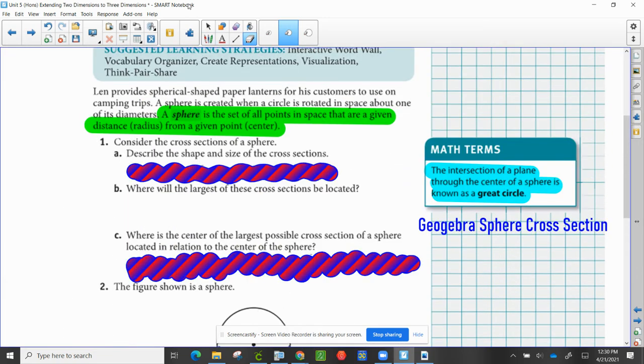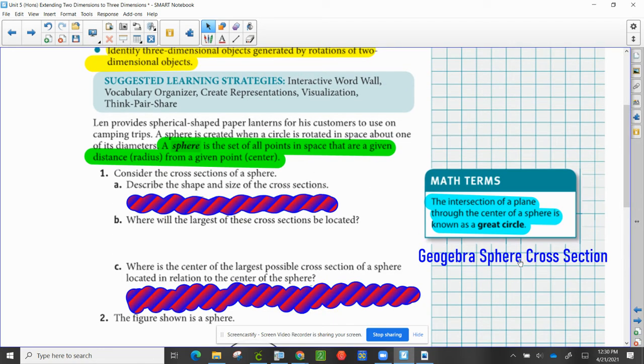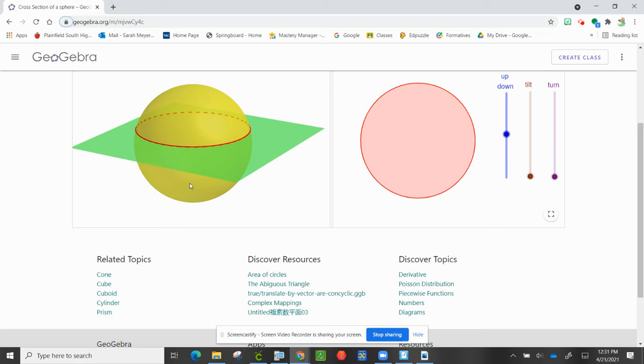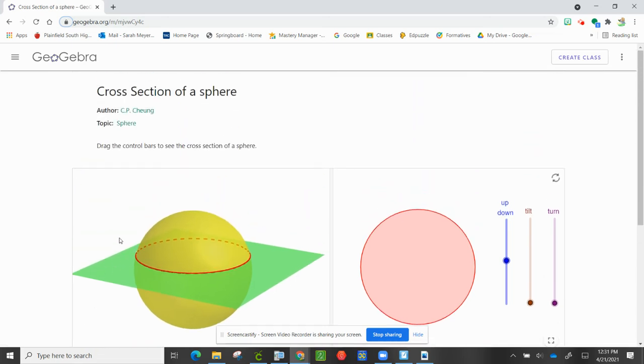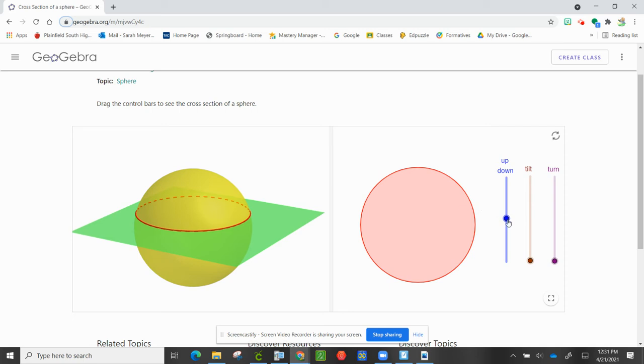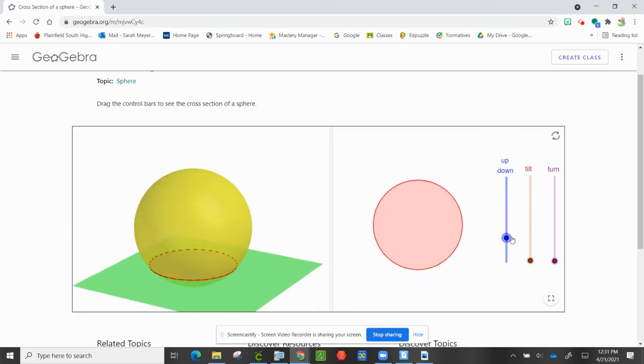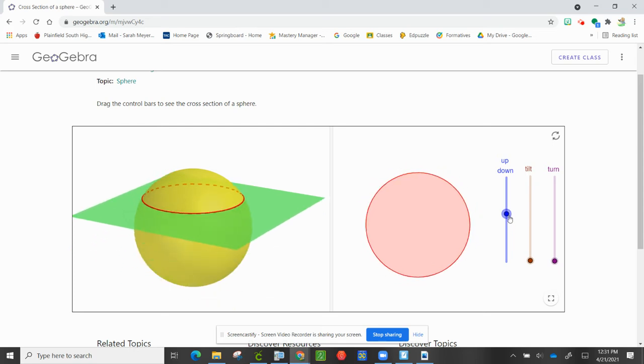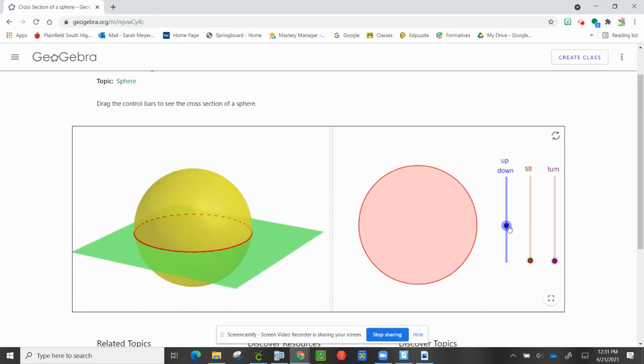Question 1A is going to have us consider the cross section of a sphere. So I'm going to show you a GeoGebra, which is going to show you the cross section, and that'll help us describe the shape and size of those. So let me pull that up. Here we have a sphere and that cross section, that plane that cuts through the sphere. If I move this up or down, what do you notice about the shape and the size as we move it?